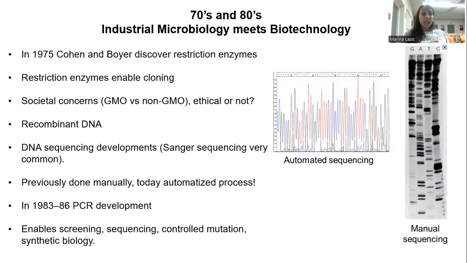Now, in the 70s and 80s, Cohen and Boyer discovered restriction enzymes. So this was a revolution for synthetic biology. These enzymes enable cloning, but of course you will run into social issues. GMO versus non-GMO. Is it ethical or not? Should you use GMO to increase food supplies or not? That's a debate, and it can be highly extensive.